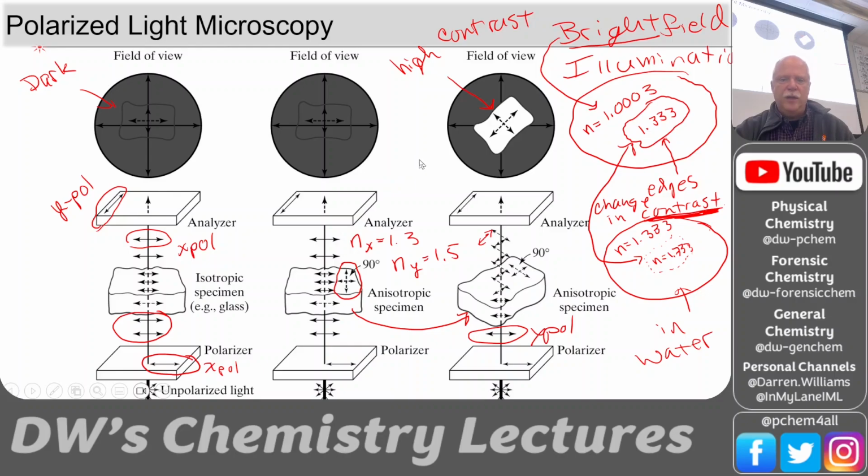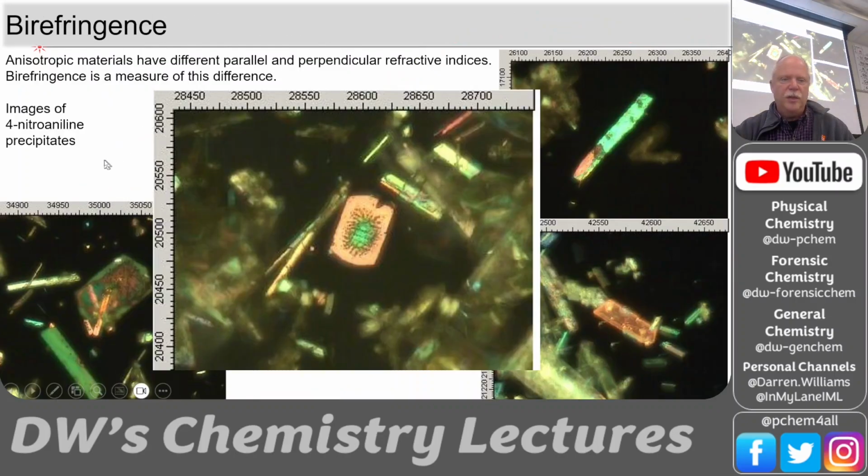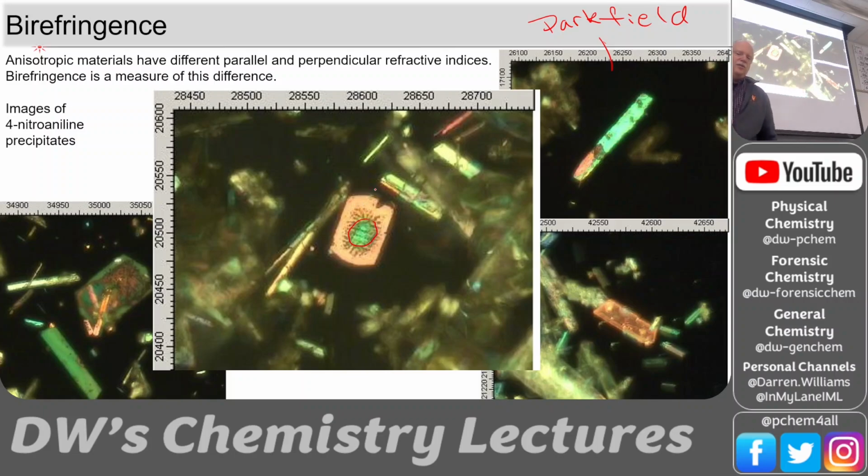So let's just look at some of these crystals. This is out of my lab. We did some precipitation experiments with 4-nitroaniline in different solvents. And you can see the dark field in the back, and then the crystals just show up. Beautiful. You can get a feel for the depth of the crystal too, how thick it is, by looking at the different colors. You can see here, this has got a green spot in the middle and it's pink on the outside. It has nothing to do with the color of the crystal. These crystals were all yellow.